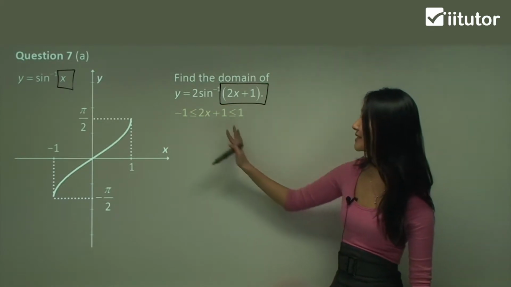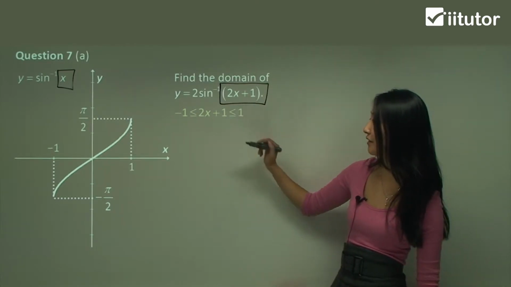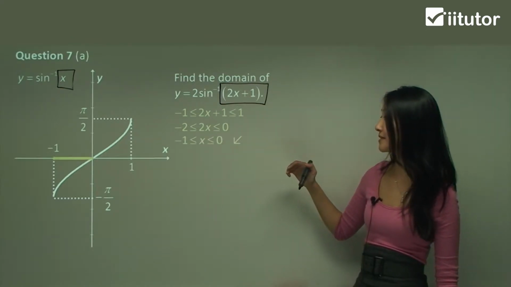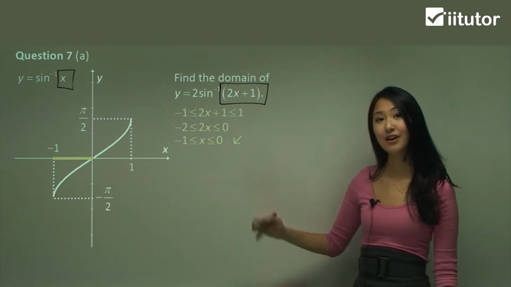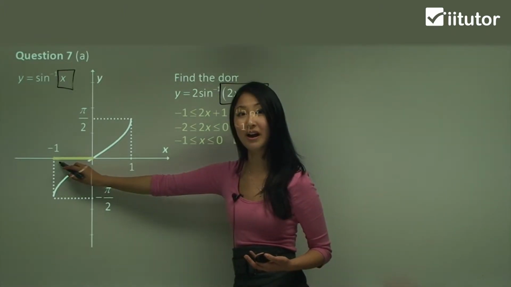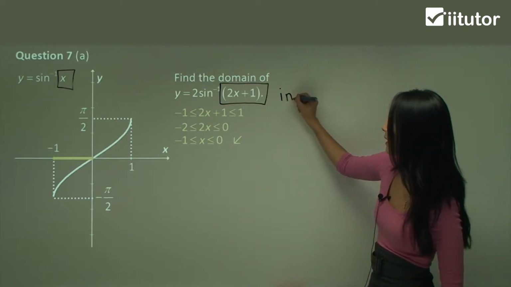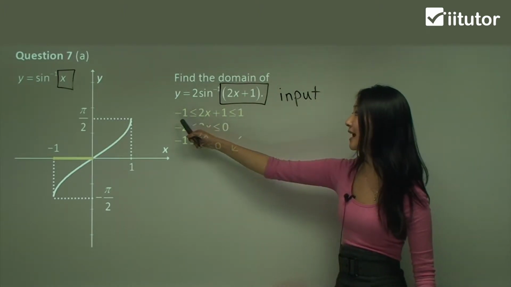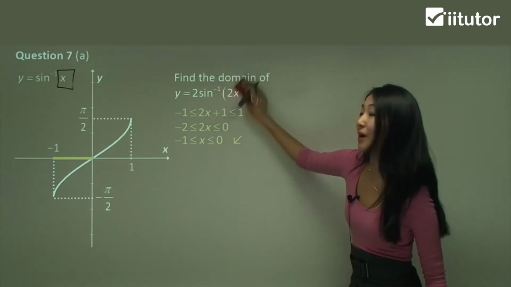So now all we need to do is get rid of the other things around x to find out the domain. Subtracting 1 from both sides, it's going to be between -2 and 0. And now dividing both sides by 2, you can see that x must be between -1 and 0. Therefore, this function is only defined for the domain between -1 and 0. So remember, to work out the domain, what we're considering is the input for inverse sine, which must be between -1 and 1. Is that easy enough? Good.